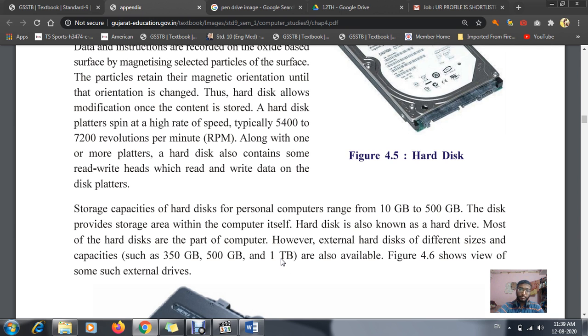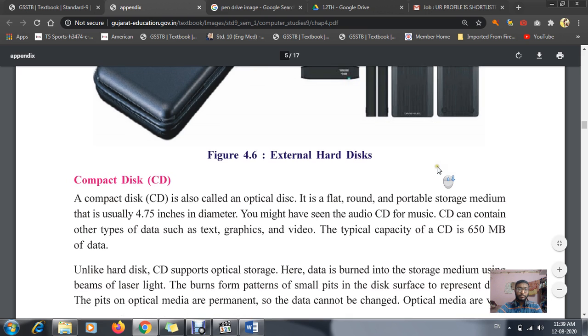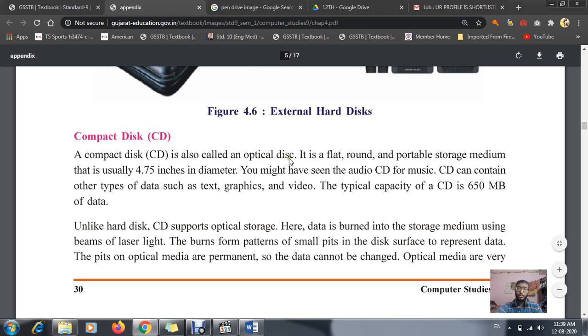hard disk. And apart from hard disks, now we are getting SSD cards also, which make the computer faster. This is that particular hard disk. Understood? Now the next topic is about your CD.